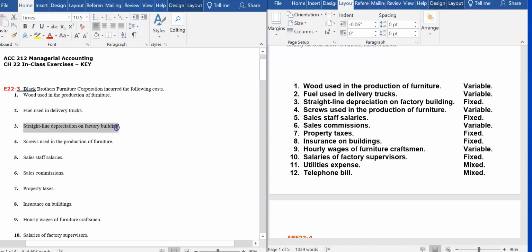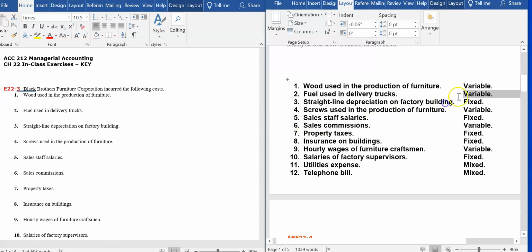Straight line depreciation on the factory building. If you recall, straight line depreciation means the same amount of depreciation is recorded every accounting period. And this means that the depreciation does not change as the amount of furniture produced changes. Thus, depreciation is fixed. It does not change regardless of any type of activity change.